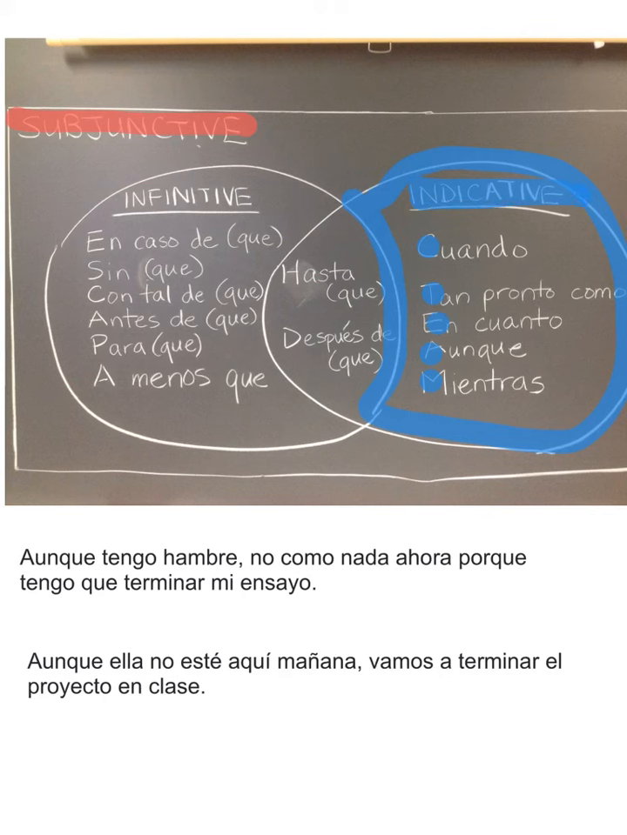And here you have to decide, is it something that has happened already or happens regularly? If it's one of those two options, it's going to be indicative. If it's something that hasn't happened yet, it's hypothetical or anticipated, then it's subjunctive.